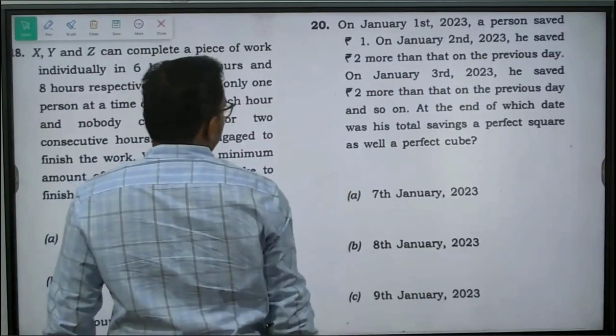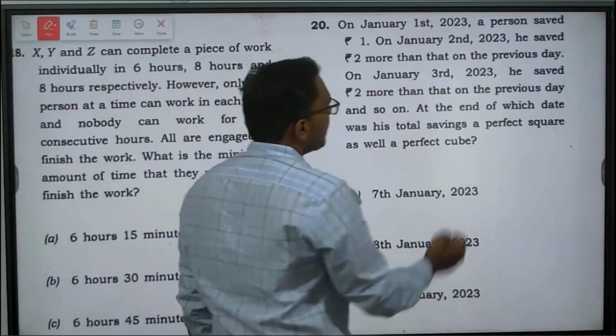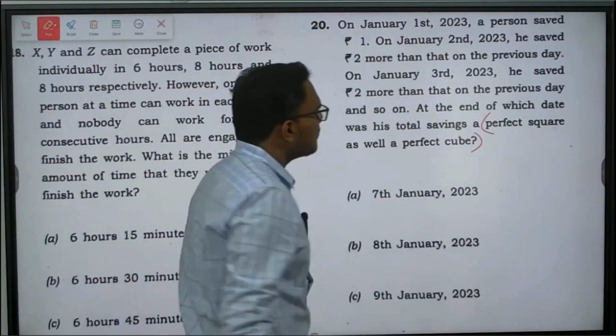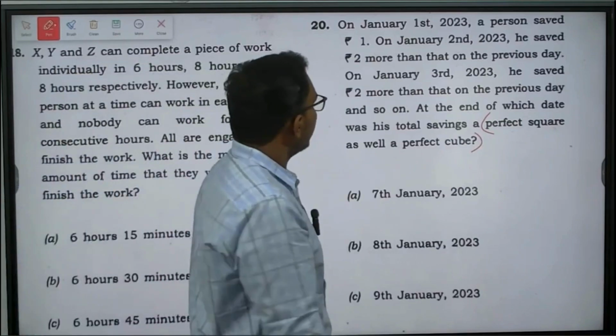See, this is a simple addition. The question is about a number that is a perfect square as well as a perfect cube. What's a perfect square and a perfect cube? It is 64.